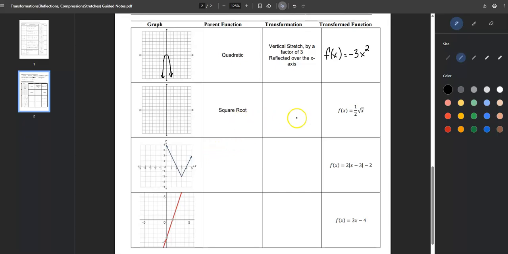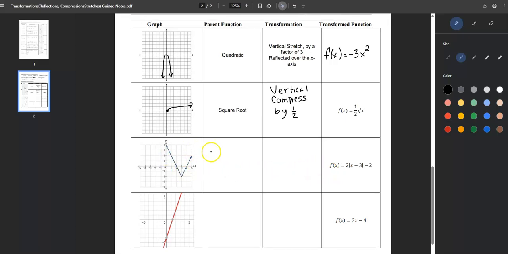Okay, my square root, if I look at this, the 1/2 is going to compress it vertically. So it's a vertical compression, again, by 1/2 is what that does. So that is just going to make this thing even skinnier to the line. It's going to start here and go that route. Okay? Use decimals if you want to see both of them.